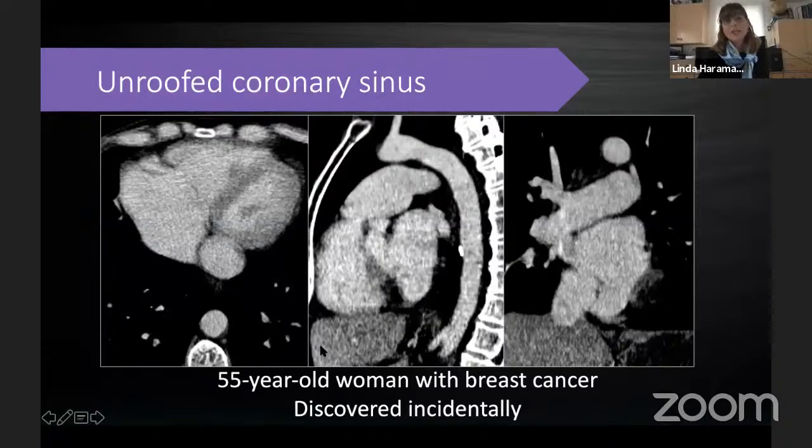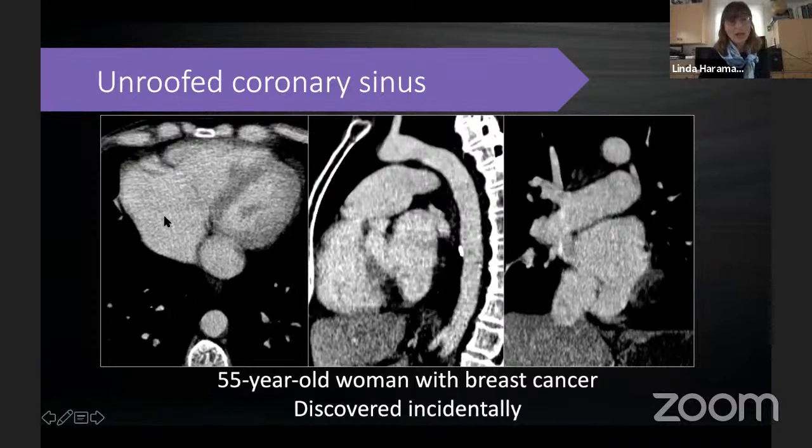The unroofed coronary sinus, as I mentioned before, is not a true ASD, but it behaves like an ASD, and it's actually a rare anomaly. And here we have a patient, a 55-year-old woman who had breast cancer, and she had a CT chest, abdomen, and pelvis to look for metastases. Luckily, she didn't have any metastatic disease.